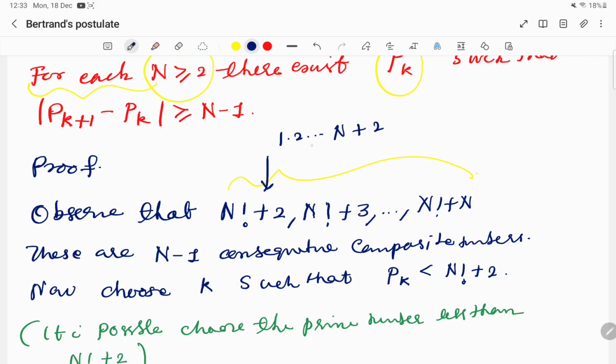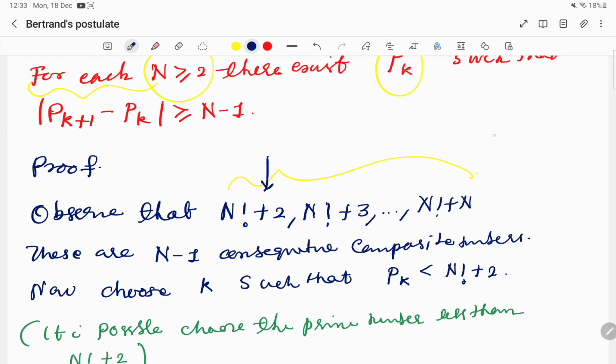So this cannot be a prime number because 2 divides it, right? 2 is a factor in both terms of the sum, so the total sum is divisible by 2. Similarly, in this case 3 is a common factor. Finally, n is a common factor. So definitely these numbers, n factorial plus 2, plus 3, up to plus n, are consecutive and they are not prime numbers. So how many of them did you get?